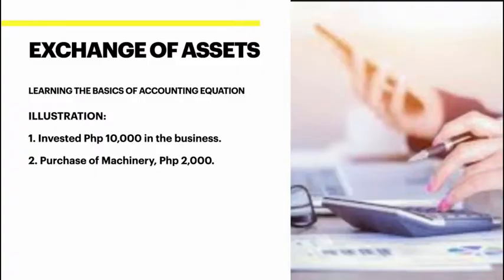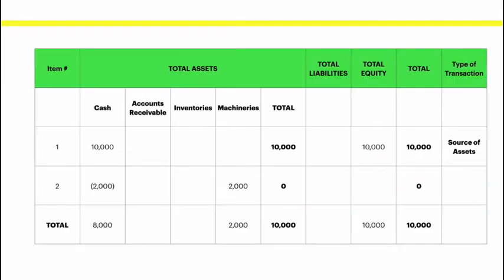Number 2, purchase of machinery, 2,000 pesos. How do we record this transaction in the accounting equation? Since the transaction is a purchase, there will be a decrease of cash amounting to 2,000 pesos, as well as an increase of machineries amounting to 2,000 pesos. Take note that in this transaction, the total assets is not affected, while the total liabilities and total equity is also not affected. What do you think is the type of transaction?